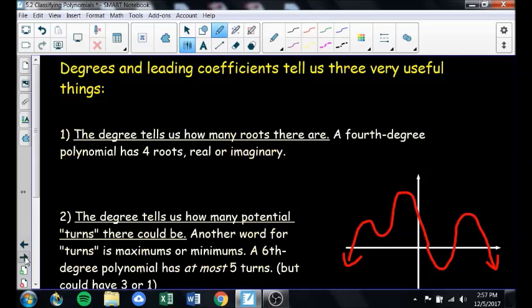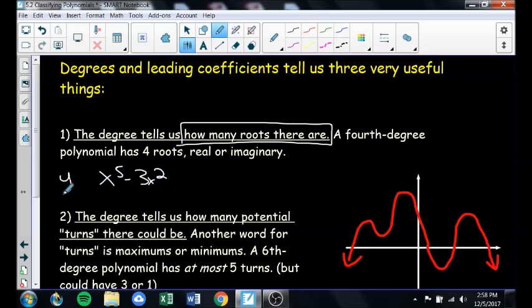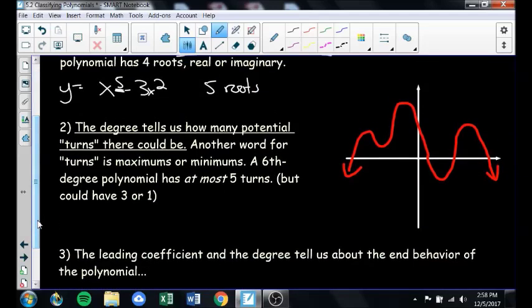Okay, so now the degree and leading coefficient are important because they tell us useful things. The first and maybe most important thing is the degree tells us how many roots there are. A 4th degree polynomial has 4 roots, real or imaginary, one or the other. So if I had x to the 5th minus 3x squared, this is a quintic binomial, 5th degree power, 2 terms. This would have 5 roots. They might all be real, there might be some real, some imaginary, but we know there's 5 solutions to a 5th degree polynomial. Secondly, the degree tells us how many potential turns there could be.